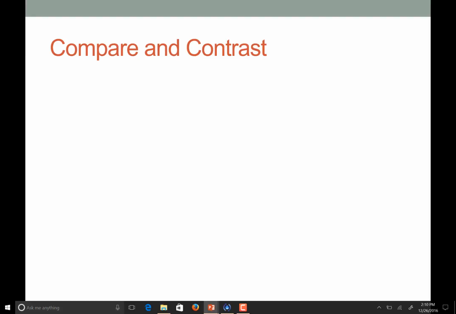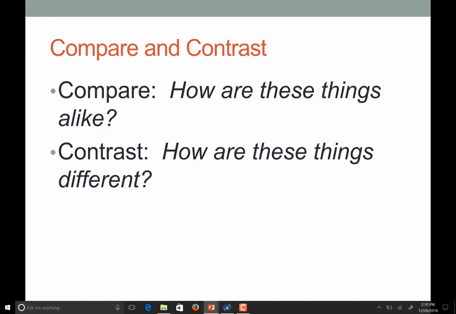When we compare and contrast, we ask ourselves two questions. How are these things alike? And how are these things different? That's what we're talking about. And we ask ourselves those questions, and then we explore those questions in our paper.